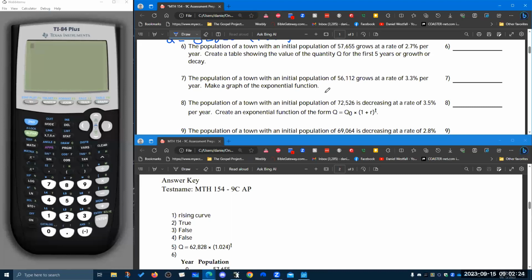The population of a town with an initial population grows at a rate of 2.7% per year. Create a table now showing this. So we're going to have to stick this into our calculator to make the table. So 57,655 times 1.027 raised to the X. And I want my table to go by ones and to start at 0.